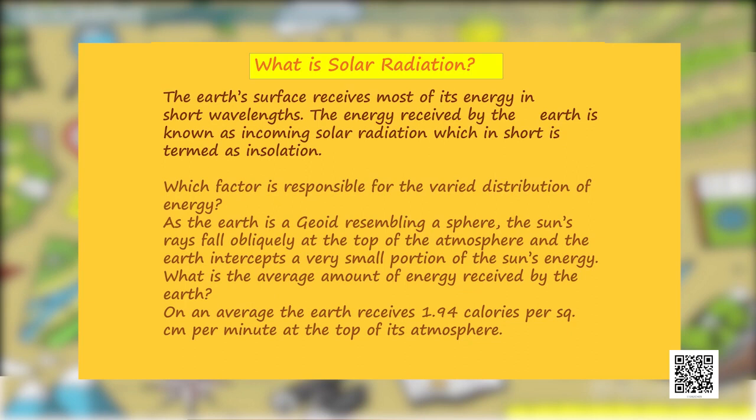Incoming solar radiation through short waves is termed as insolation. The amount of insolation received on the Earth's surface is far less than that radiated from the sun because of the small size of the Earth and its distance from the sun. Moreover, water vapor, dust particles, ozone and other gases present in the atmosphere absorb a small amount of insolation.